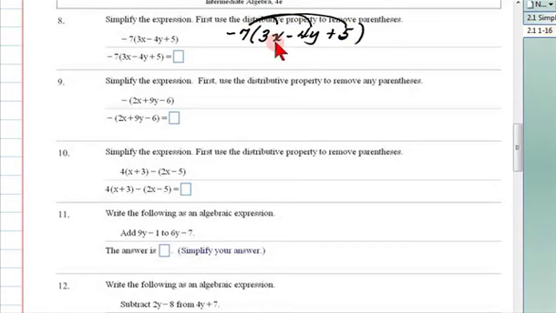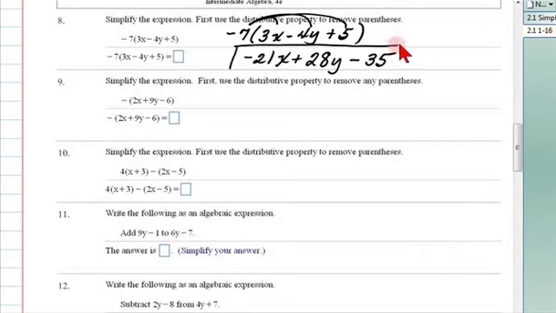Negative 7 times 3x is negative 21x. What's negative 7 times negative 4y? Plus 28y. And what's negative 7 times positive 5? Minus 35. Are any of those terms like terms that I could combine together? No. No. So I'm done.